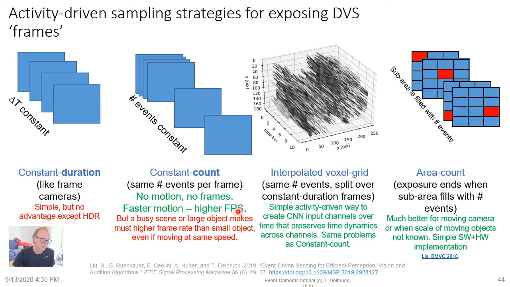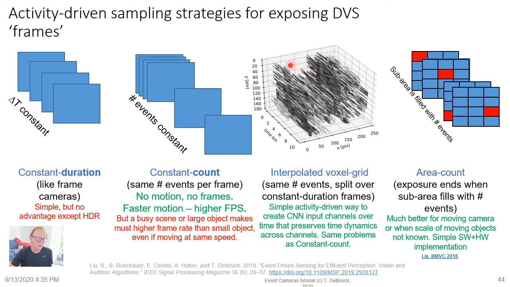the frame rate. Right? Disadvantage of constant count frames is that a busy scene or large objects make a much higher frame rate than a small object, even if moving at the same speed. In other words, it confounds texture and busyness of the scene with the motion of the scene. So it makes really busy scenes slow down a lot, and small things that are moving still result in a long frame time.